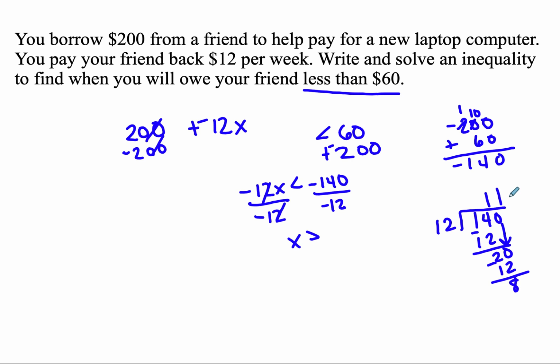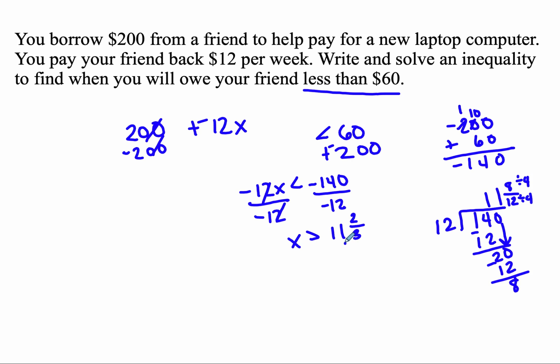Now at this point I can either do a mixed number or I can keep going and do a decimal. Generally speaking, I like to do mixed numbers because I can stop dividing. So I had 8 left over when I got to the end of my number, 8 twelfths, 11 and 8 twelfths. But since I do have a mixed number, I do need to simplify it. 8 and 12 are both divisible by 4. So my answer I'm going to put over here, 8 divided by 4 is 2, and 12 divided by 4 is 3. So x is less than or equal to 11 2/3 weeks.